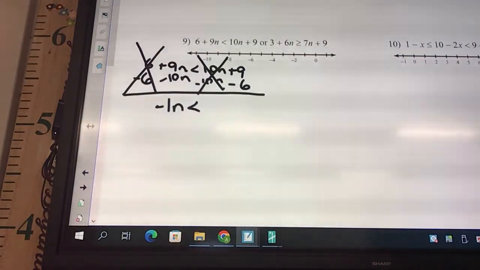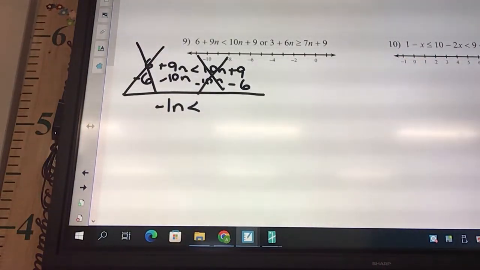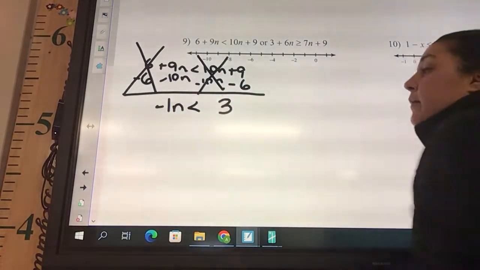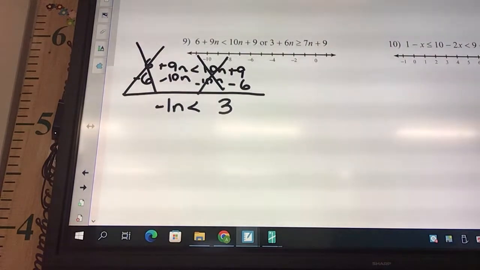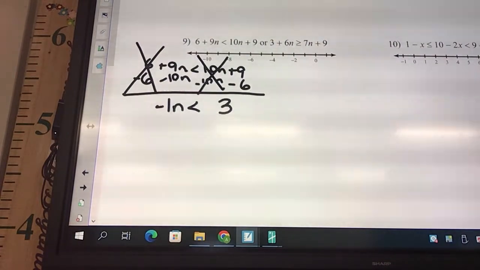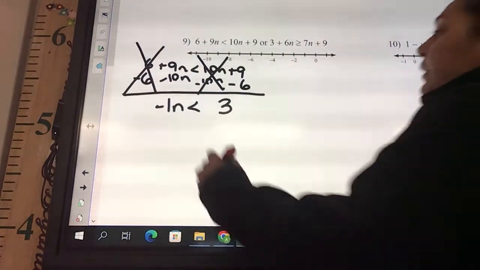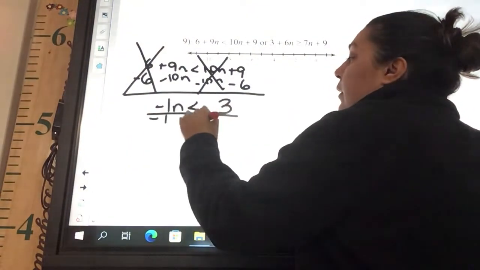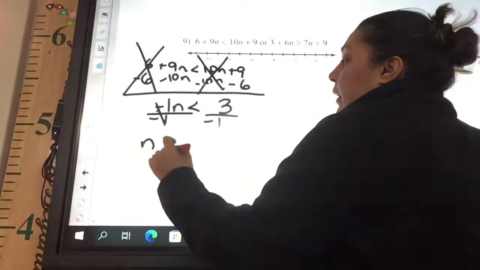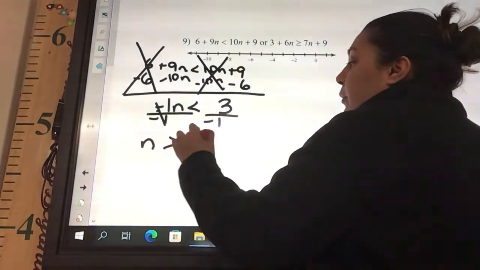Positive 9 plus negative 6 is 3. Okay, and then what? Divide by negative 1. So you're going to get, and we need to flip, and then we got negative 3.